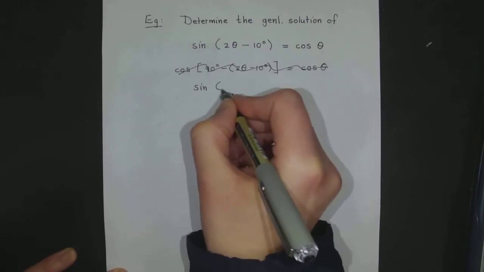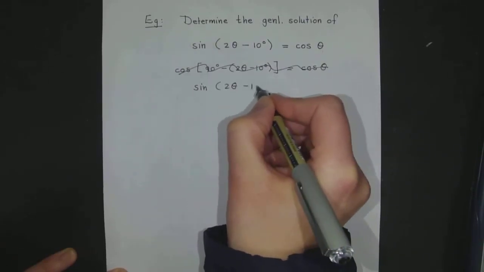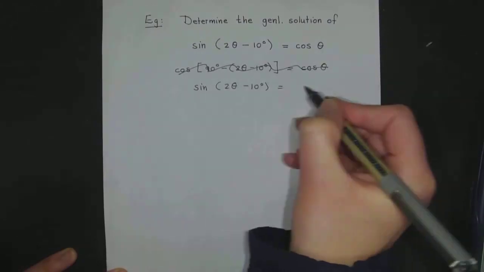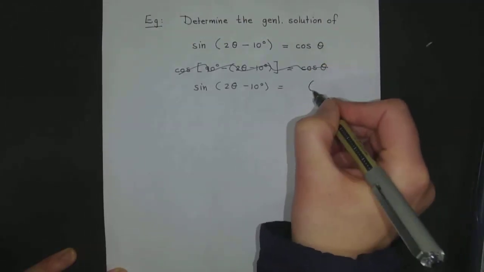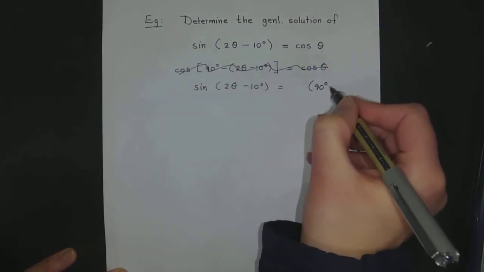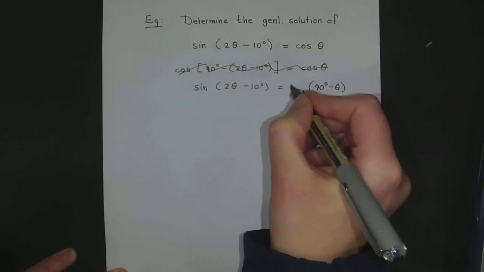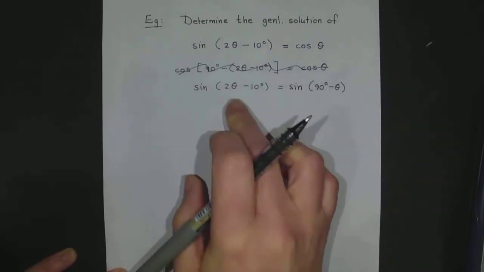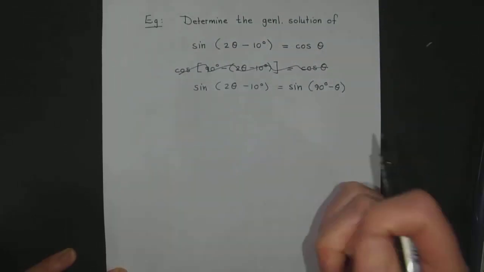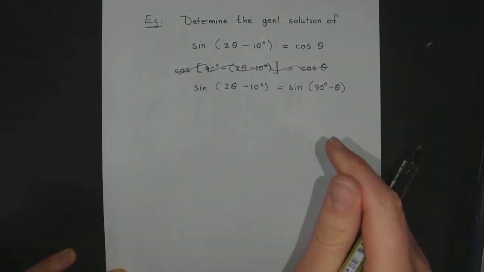So this will be sine of 2 theta minus 10 degrees is then equal to changing theta into the complementary angle, which is 90 degrees minus theta, and then I get to change cosine into its complementary function, which is sine. So this might actually be a better or an easier way to do it. But now comes your problem.